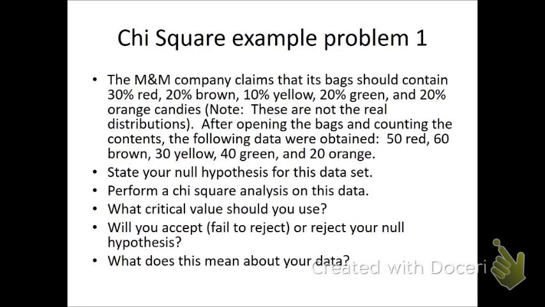So the first thing we want to do is state a null hypothesis. And our null hypothesis here, since we're simply comparing two sets of data, is that there are no statistically significant differences between our expected data and our observed data. And we're going to perform a chi-square analysis and determine if that is true or not. Are the sets of data close enough that the small differences are due to chance? So let's go to the next slide and actually calculate a chi-square statistic.